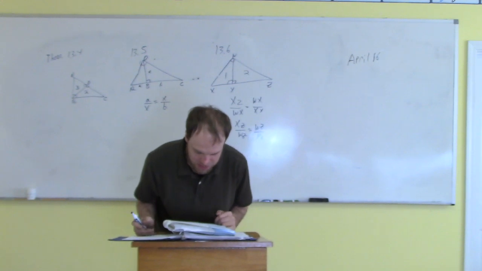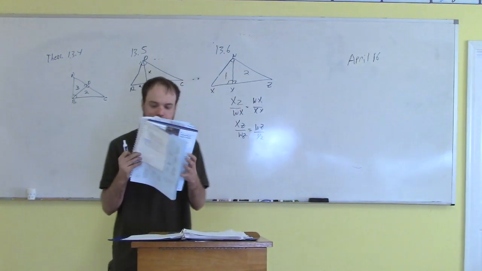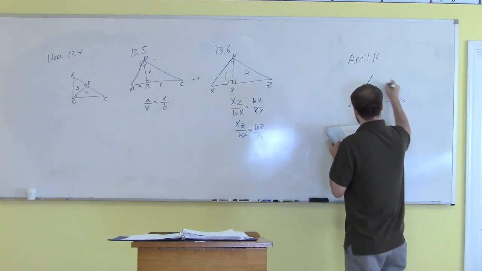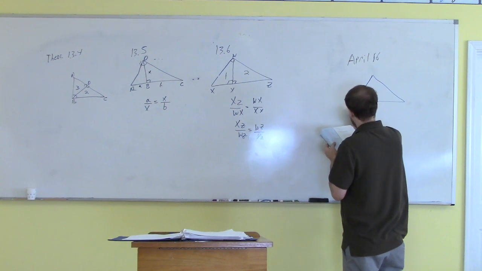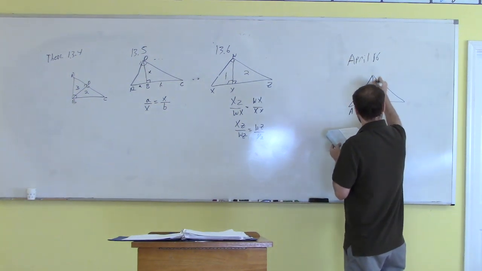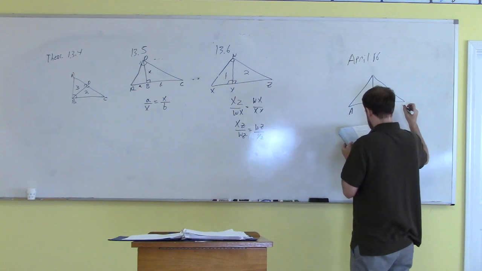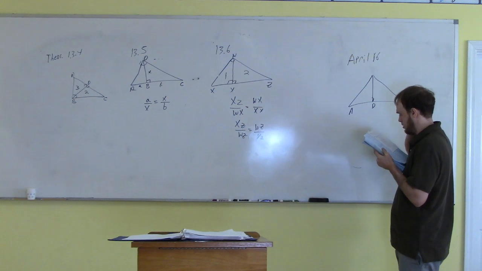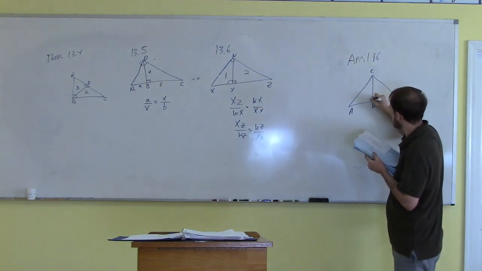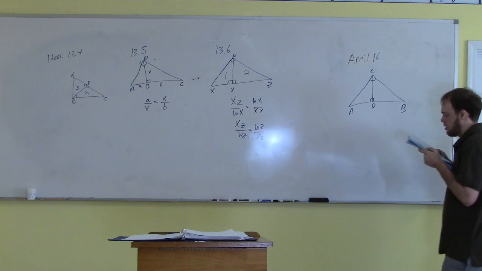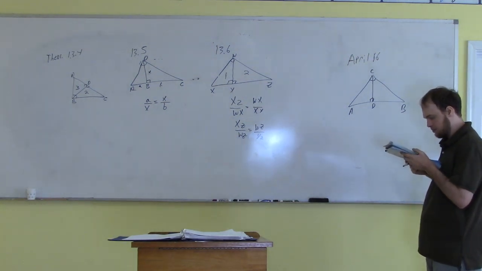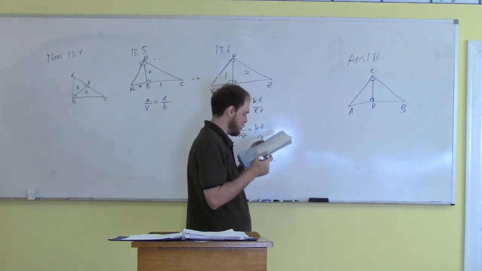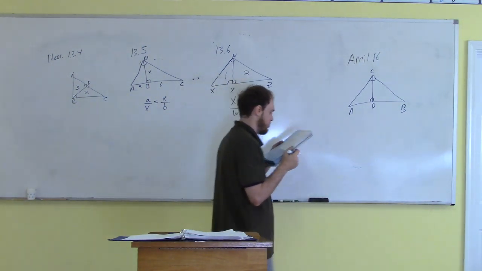All right, number 6 through 15 is where the bulk of this lesson comes in. So I'm going to draw a similar figure there. I'll do a B. We'll say that AD is, we'll do AD.